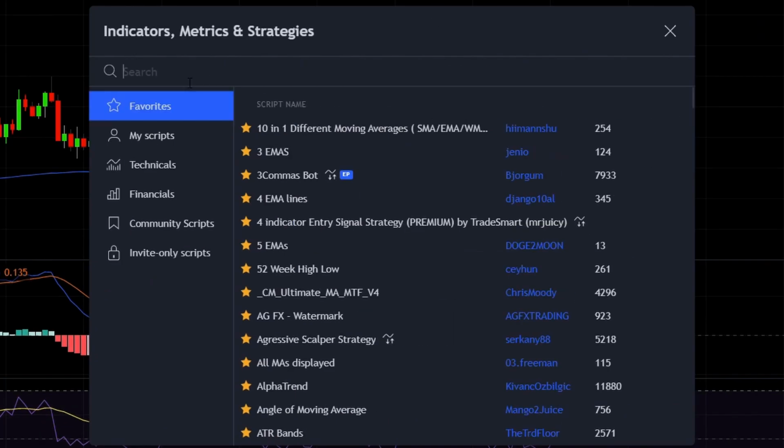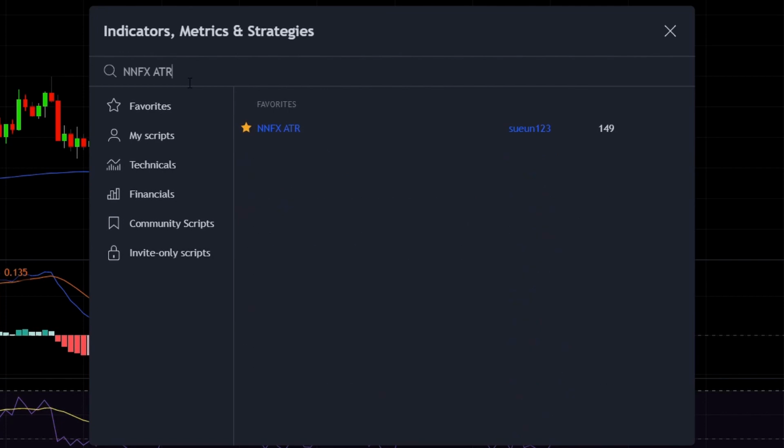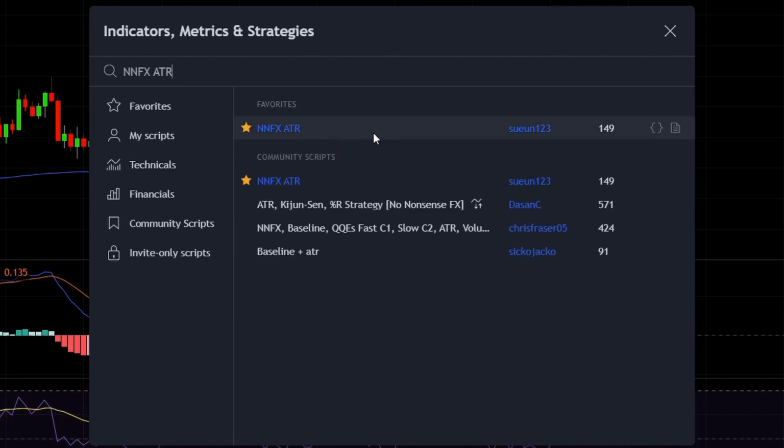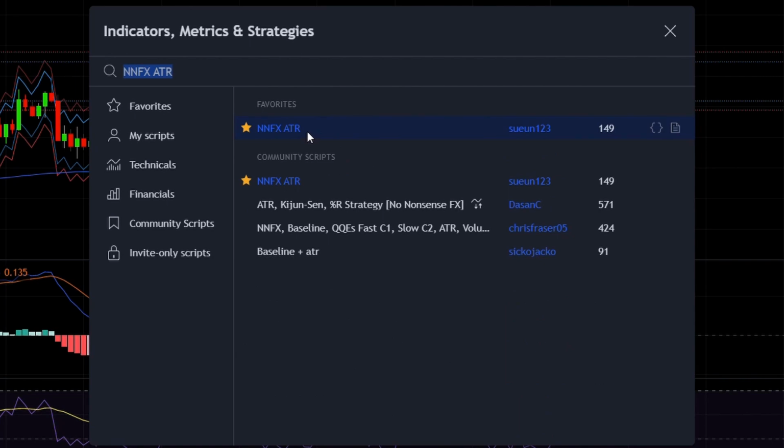Now let's move on with our indicators. Third indicator which was recommended by ChatGPT is the ATR. So type in an NFX ATR and click on this one. This indicator will be used for our take profit and stop loss placements.